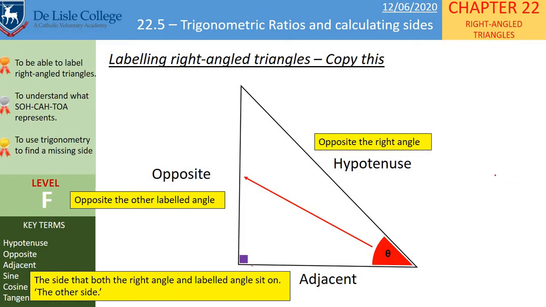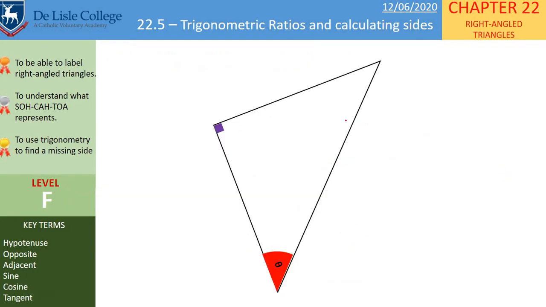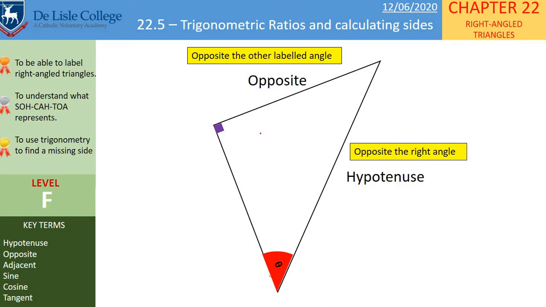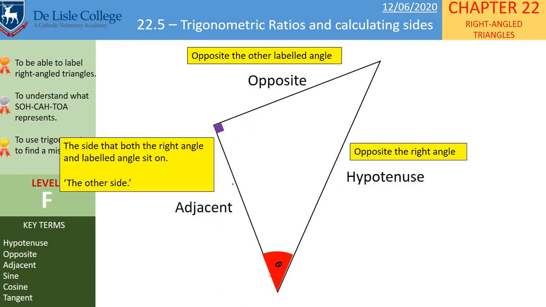Right, lovely, we'll go through a couple more examples together and then you'll have a go at sketching some triangles and then just labelling them effectively. So here, first things first, there's my right angle, so I know that's the hypotenuse. There's my other labelled angle, so the opposite side here is the opposite. And then the other side that the right angle and the angle fit on is my adjacent.